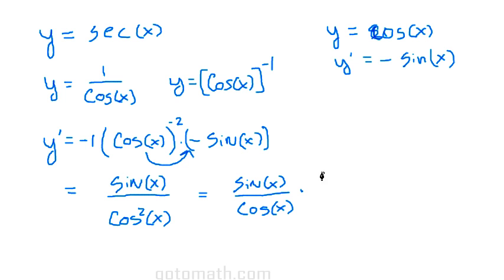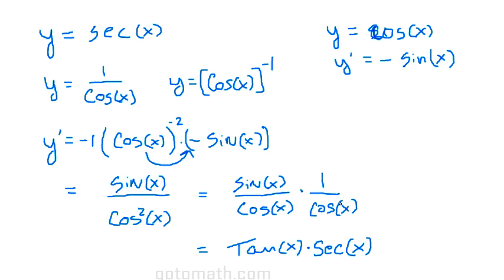Now this can actually be rewritten again as sine x over cosine x times 1 over cosine x. Sine x over cosine x is tan x, and this part right here can be rewritten as secant x. So there's our y prime. So when we see the derivative of this, we probably need to think secant tan, or we'll have to go through all of this procedure once again.